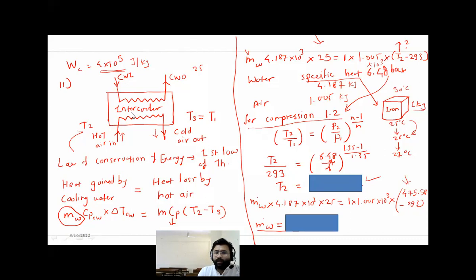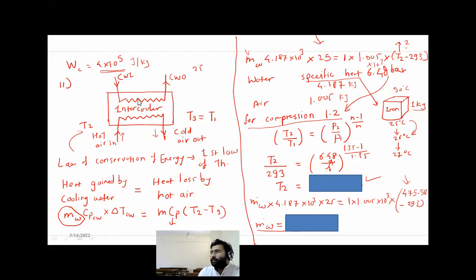Now the next part is to calculate the mass flow rate of water in the intercooler. So this is a schematic of the intercooler. This is a pipeline for the cooling water. Cooling water comes from this side and goes out from this side. Then comes the hot air in, and this is the hot air out. So heat exchange takes place between these, right? Whatever heat is lost by hot air is the heat gained by cool water, correct?